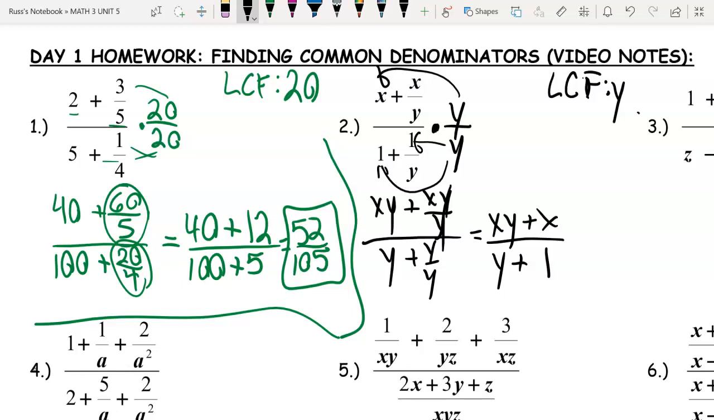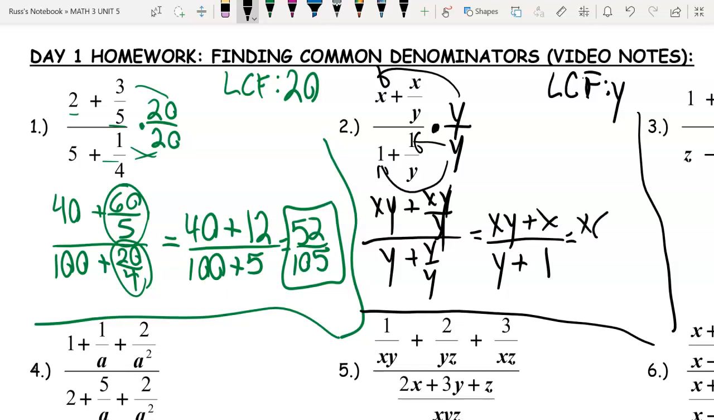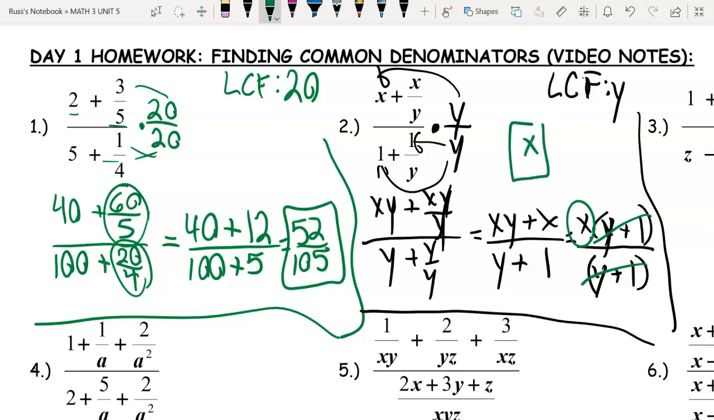Now, when you get here, you can't just say, okay, I'm done. You have to look at this and see, okay, so what, like we did previously, earlier today, what can I take out of this? So I can take an x out of both of these terms, and I'm left with y plus 1. Well, I also have the term y plus 1 in the denominator. So those whole terms reduce out, and I'm left with x. So the answer to this question is x.